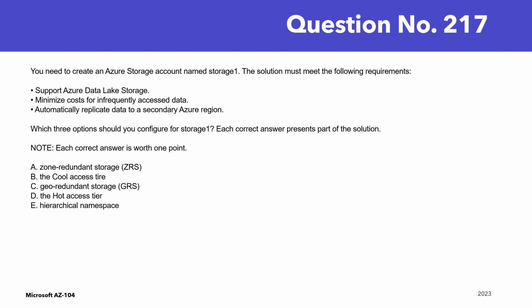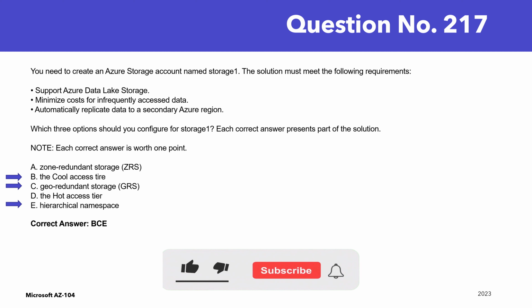A. Zone redundant storage, ZRS. B. The cool access tier. C. Geo redundant storage, GRS. D. The hot access tier. E. Hierarchical namespace. Correct answer: B, C, E.